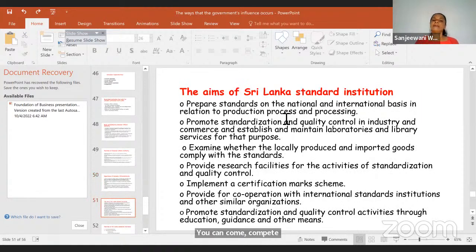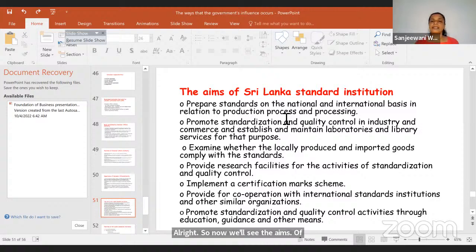Then what are the aims of the Sri Lanka Standards Institution? That's another government institution, no? Sri Lanka Standards Institution. Here, you don't need to know all these government institutions, their functions and aims, but mainly about the Consumer Affairs Authority and the Standards Institution that you need to know. Those are the two main institutions that you need to know in detail. All right, so now we'll see the aims of the Sri Lanka Standards Institution.